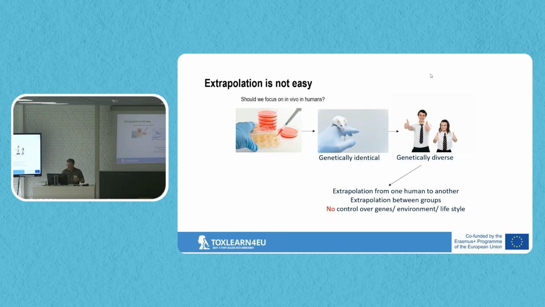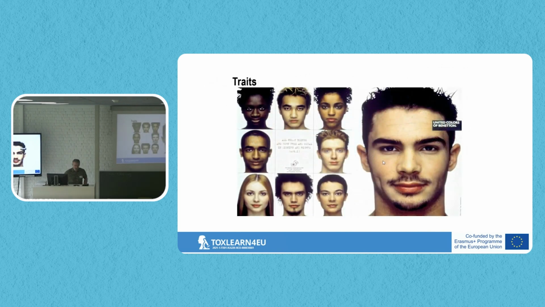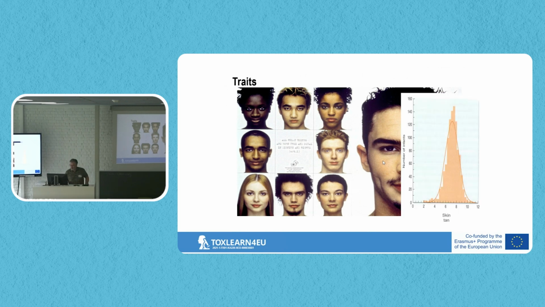But there is a problem with humans in your studies, because mice are genetically identical, so each mouse is the same. Whereas we humans are genetically diverse, and you also have less control over the environment that people live in, right? And a lot of our traits are, let's say, continuous traits, right? So it's not that you are, for instance, for skin color, black or white. There's everything in between, right? If you look at skin tan in humans, you can go from very light to very dark, and then you get such a curve.